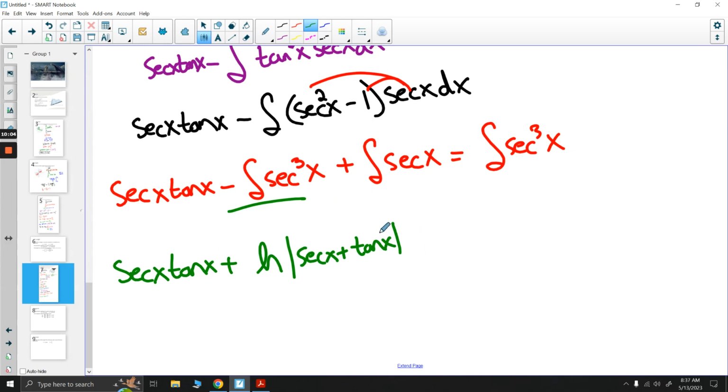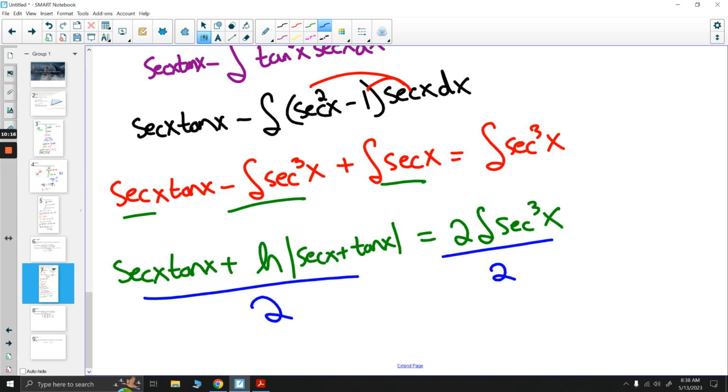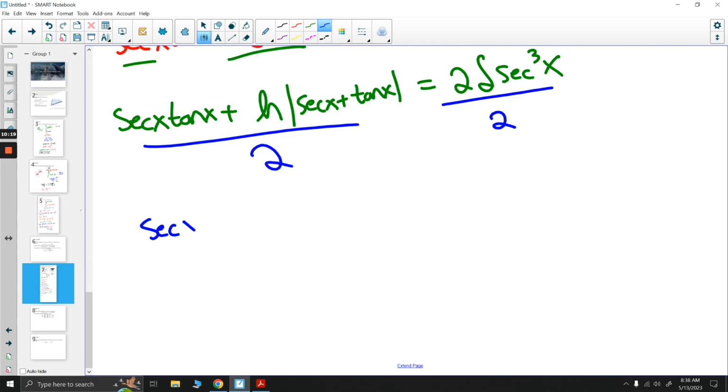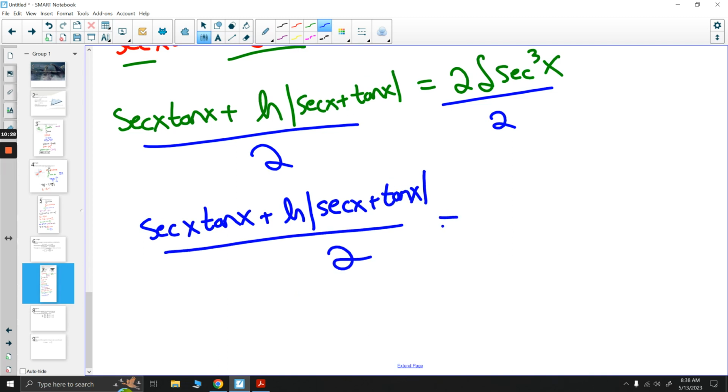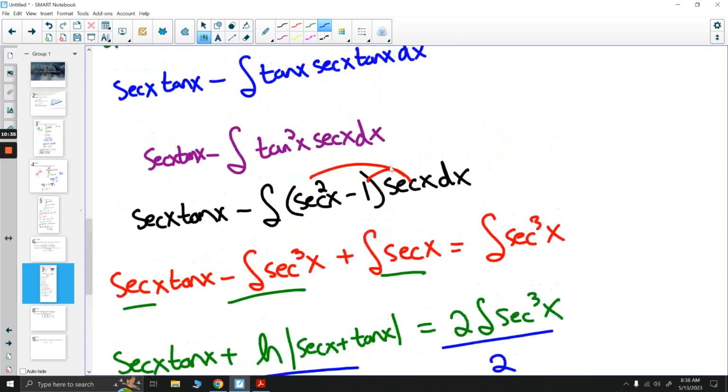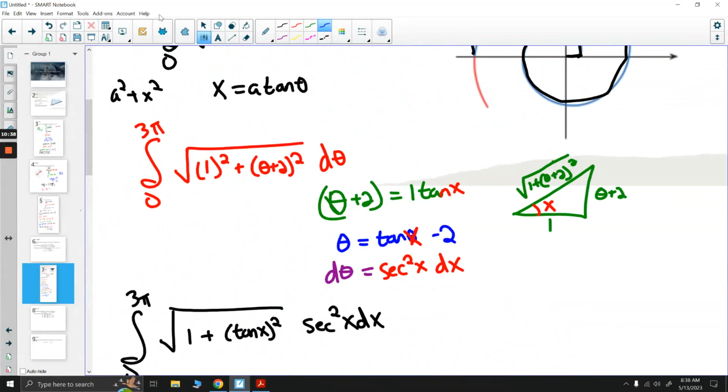Alrighty, and so that's the integral here, and this is all equal to 2 times the integral of secant cubed x. So I'm trying to find secant cubed x. I'm going to divide everything by 2, and we get secant x tangent x plus natural log of secant x plus tangent x, over 2, and this is equal to our integral. Now, the problem here is that this is in terms of x, and as a reminder, we wanted them in our thetas that we were originally talking about.